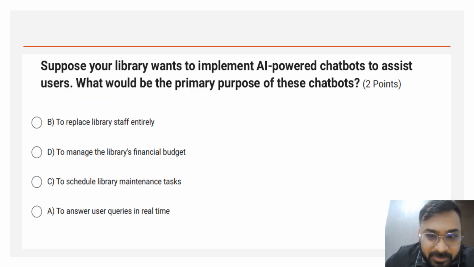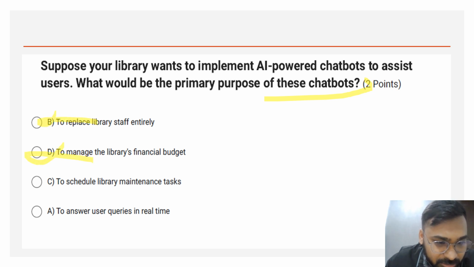Suppose your library wants to implement AI-powered chatbots to assist users. What would be the primary purpose of this chatbot? To facilitate the users 24 into 7? To replace library staff? Not at all. To manage the library financial budget? Not at all. To schedule library maintenance tasks? Not at all. To answer user queries in real time, so they can actually answer in real time like a human.